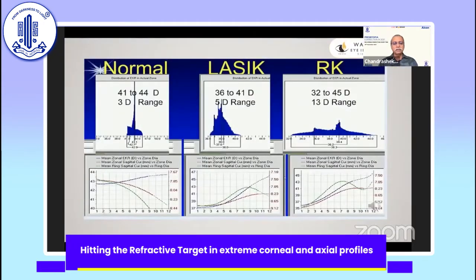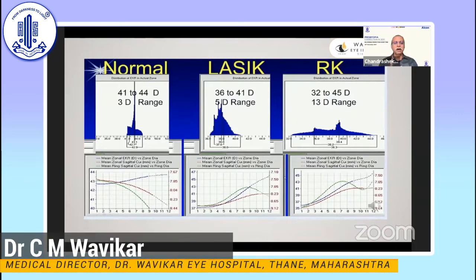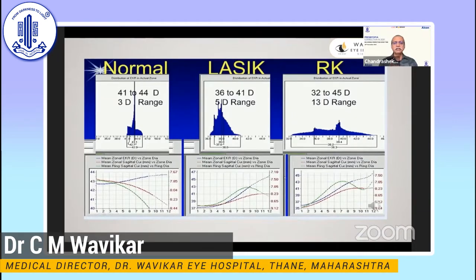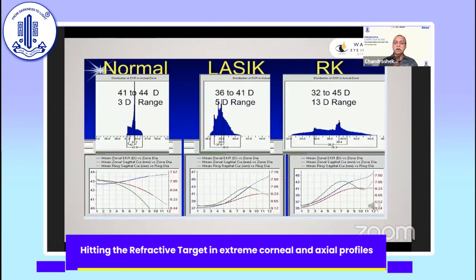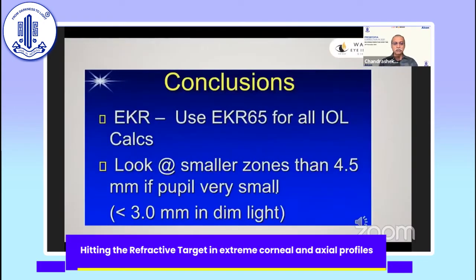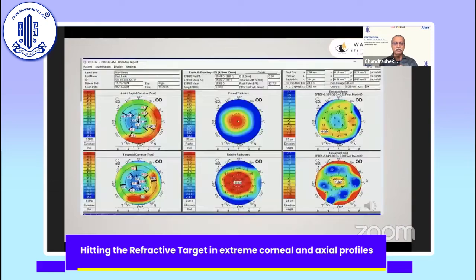Now, this is an example of the EKR report of a normal patient. You can see a single spike. So very good case because the patient has a single power at the center. When it goes to LASIK, it is slightly not as good as the normal spike, but still acceptable. But look at RK. There is a dioptric change of 13 diopters across the pupil size. And that is why calculations in radial keratotomy are difficult. So conclusion, use the EKR 6.5 or 4.5 mm report only if the pupil is small; otherwise, you go for a different diameter.